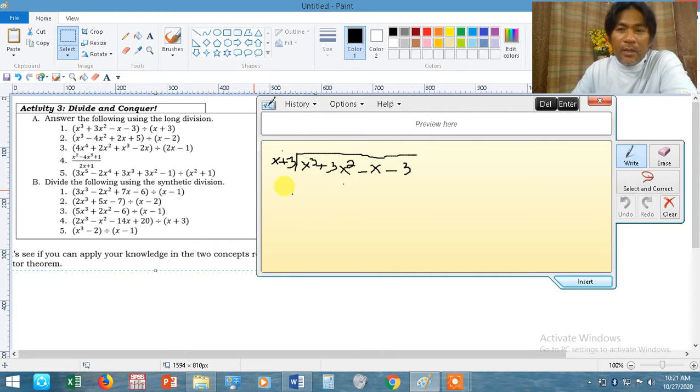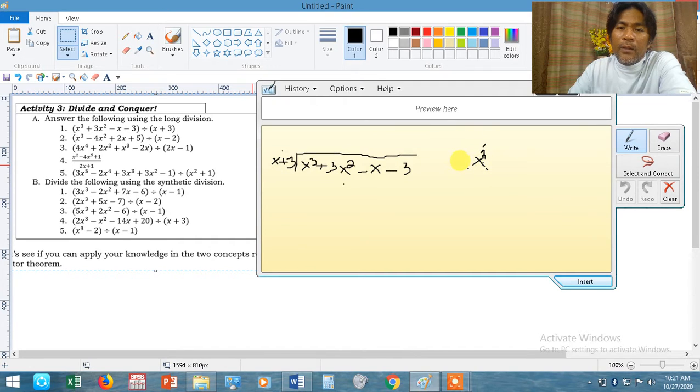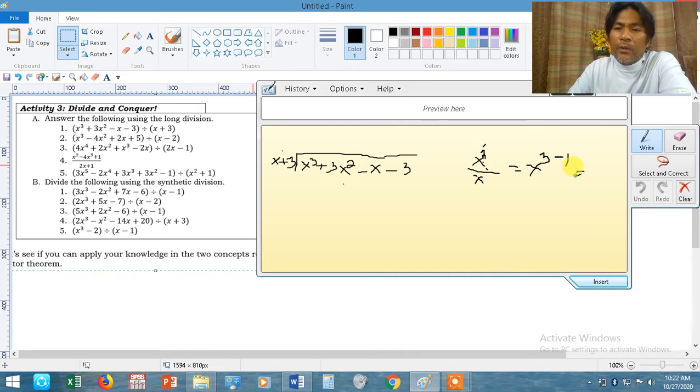Okay, so let's take now our time. So in this case, we have x cubed plus 3x squared minus x minus 3 divided by x plus 3. Okay, so in this case, first we have to divide the first term. We have x cubed divided by x. So the same as the principle, x, diba, 3 minus 1, and that will give you x squared, right? When you divide, you subtract the exponent. When you multiply, you add the exponent.